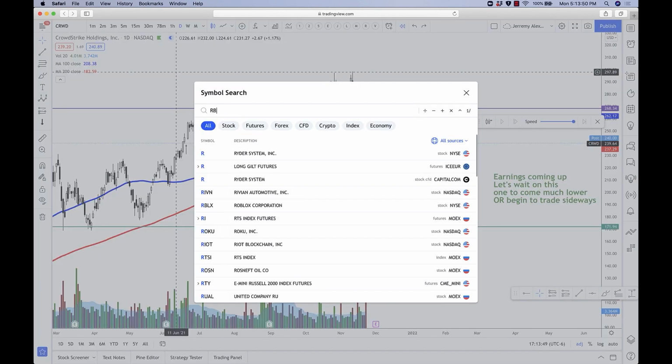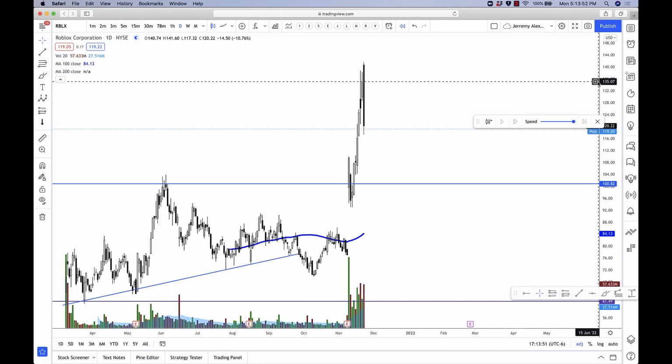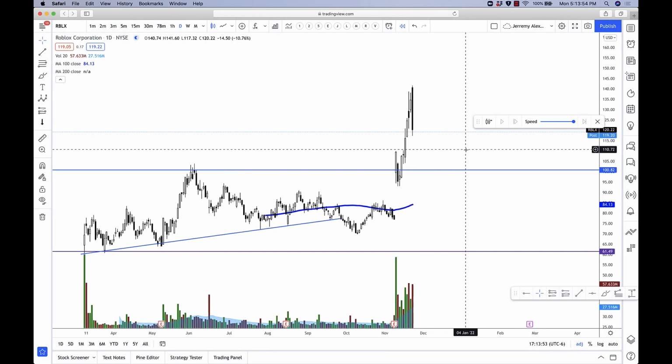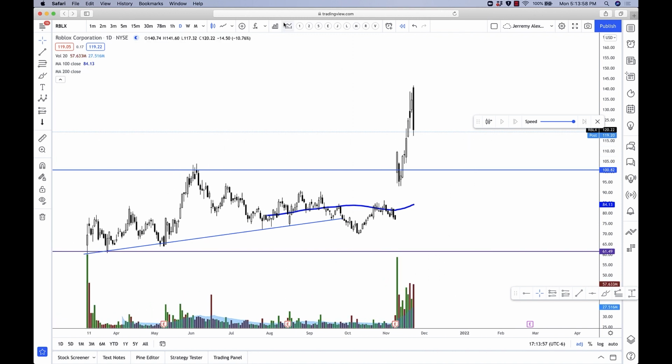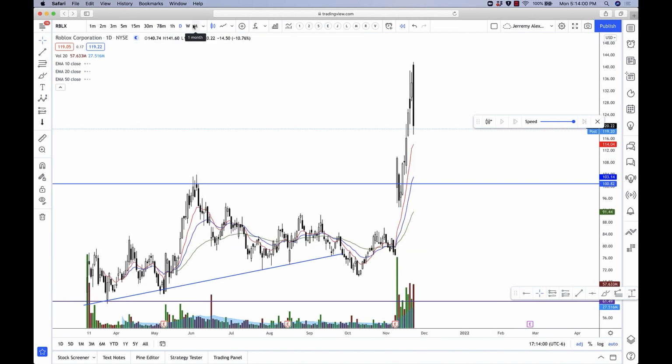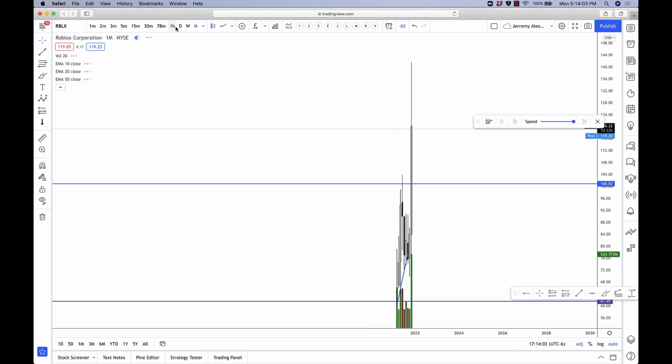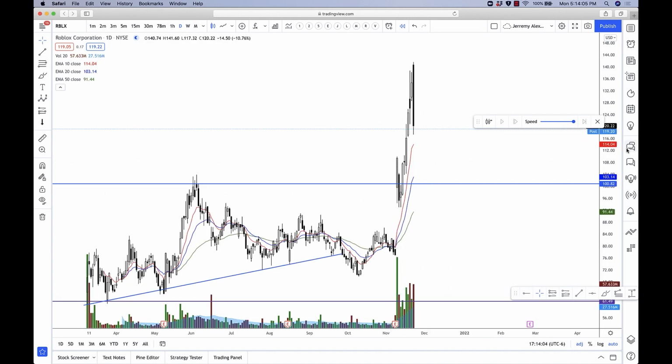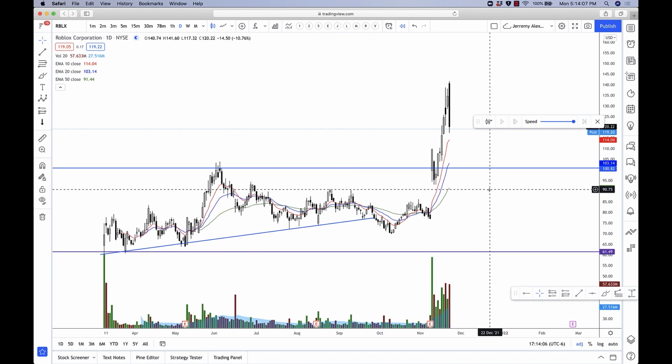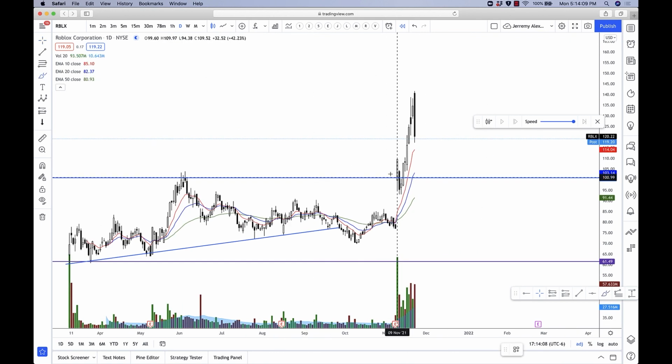Well, let's go to Roblox. And I'll either be an idiot or a genius when this video comes out. However, I personally feel like this is a really nice dip buying opportunity. Why? Literally everything is bullish. All the moving averages on the daily, the weekly, the monthly, the gap, the volume, the direction, the trend, the earnings, everything is bullish on this one. Could I be wrong? Absolutely.